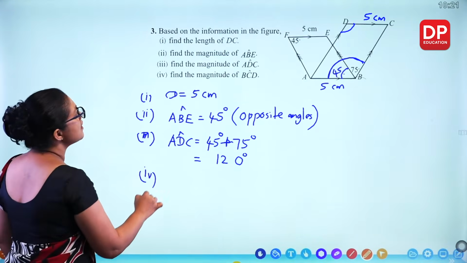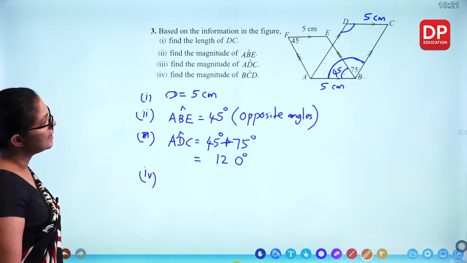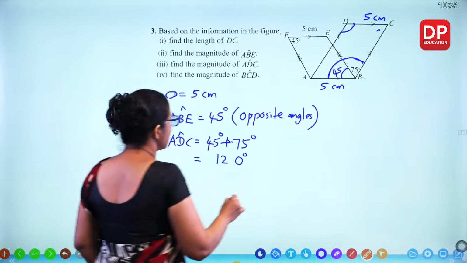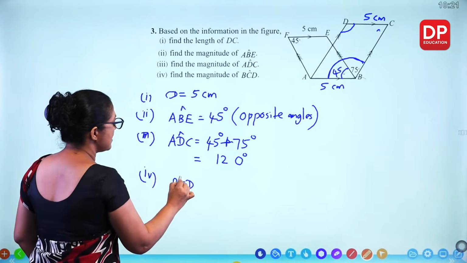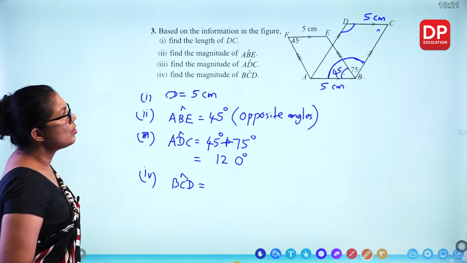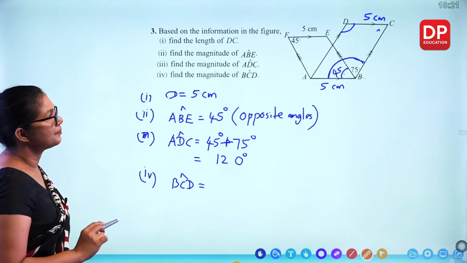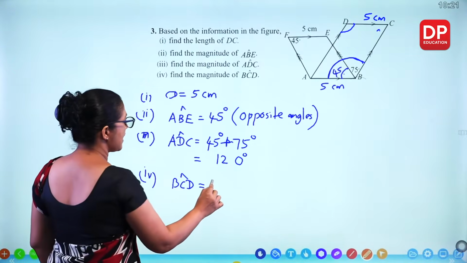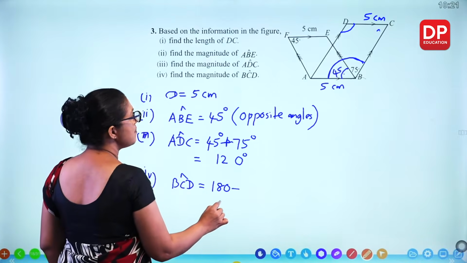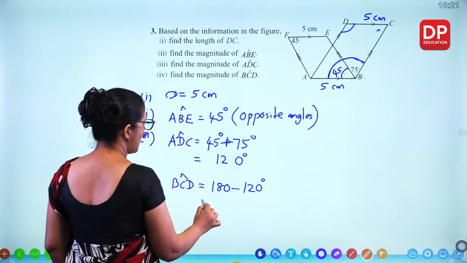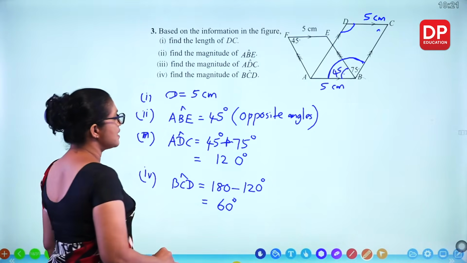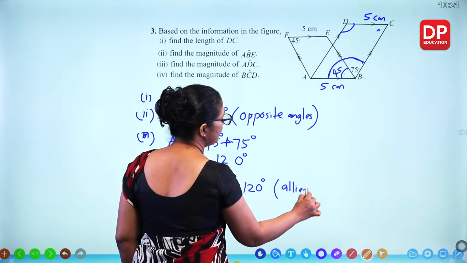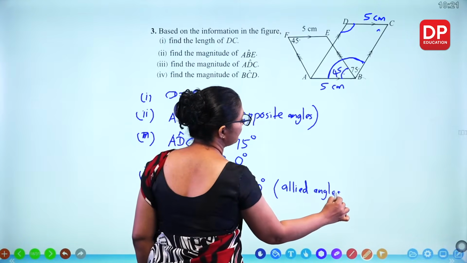Last part, find the magnitude of BCD. BCD is this angle. This angle is the allied angle to D angle. So allied angle means add up to 180. I can straight away write down 180 minus 120. We get 60 degrees. The reason is allied angles.